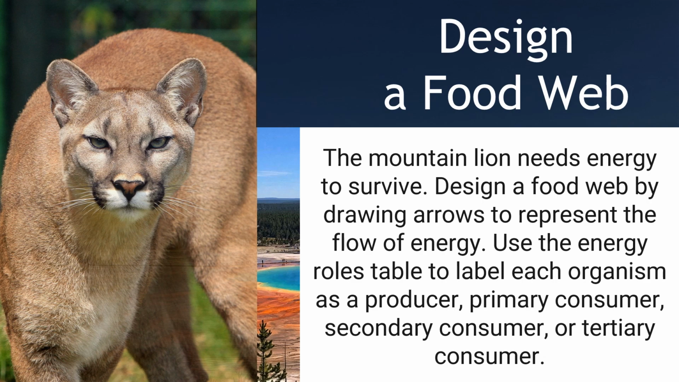All right. So label each organism in your food chain as a producer, that would be plants, or a primary consumer, that would be animals that eat plants. Okay, or secondary consumer, that would be the animal that eats those animals, or even tertiary consumer, the animal that eats animals that eat animals that eat plants, the one that's at the top of the food chain.